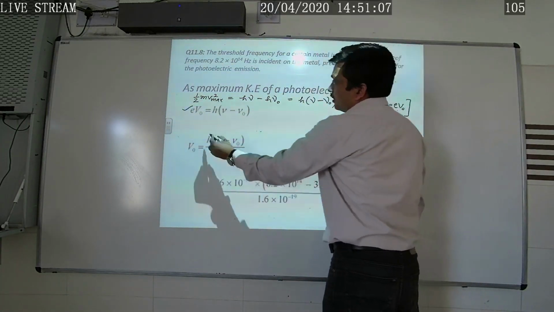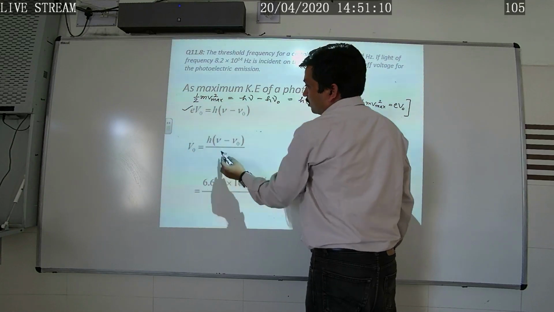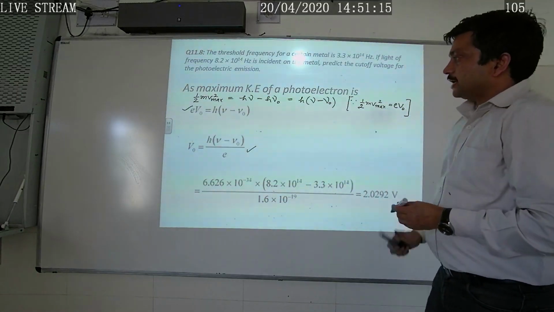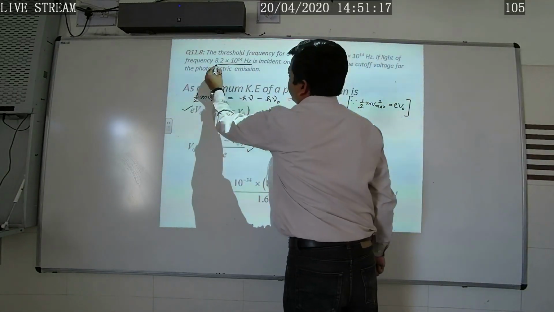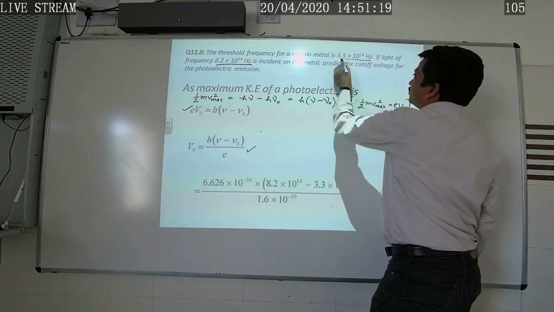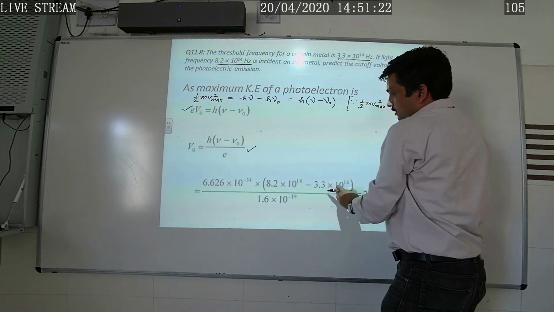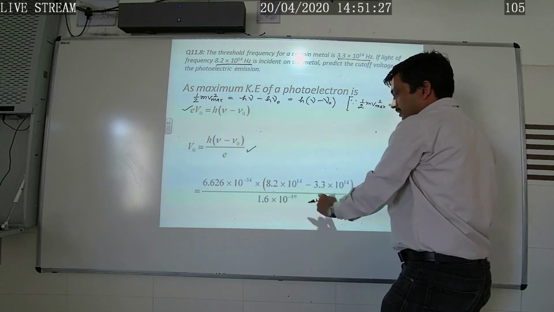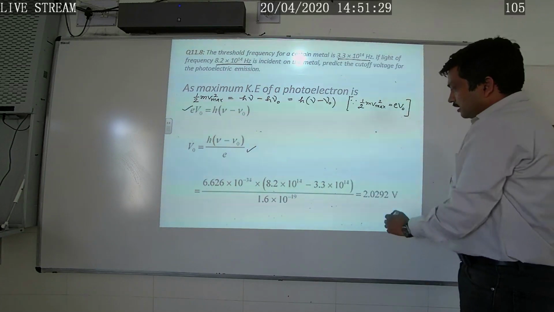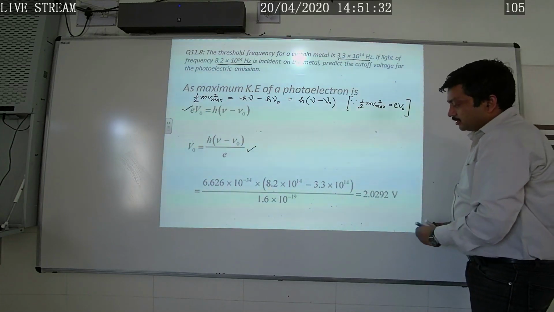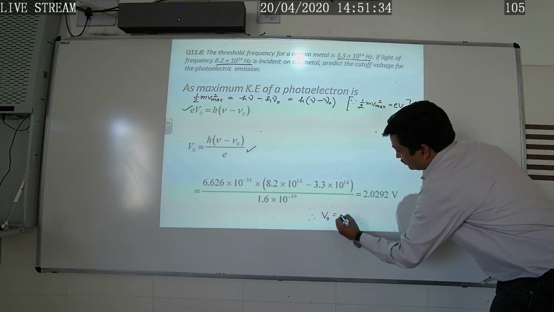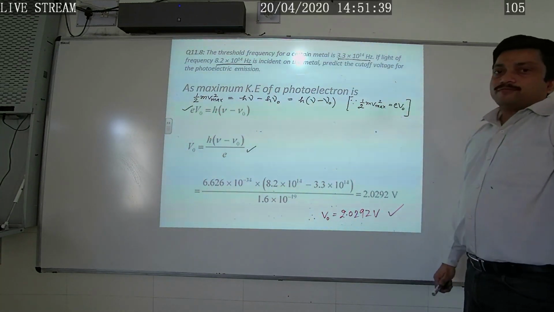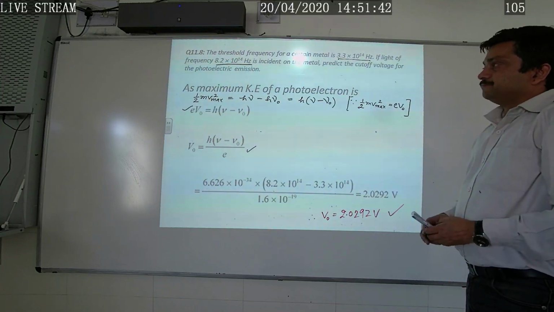So writing its value, we got this equation. From here, making V naught the subject, we got h into (nu minus nu naught) over e. Putting the values, as nu is the frequency of the incident radiation and it is greater than the threshold frequency, we subtract these two and divide by the electron charge, that is 1.6 into 10 to the power minus 19. We got the respective value. Therefore, V naught, the stopping potential, is equal to 2.0292 volt. So in this way, we can get the required answer.